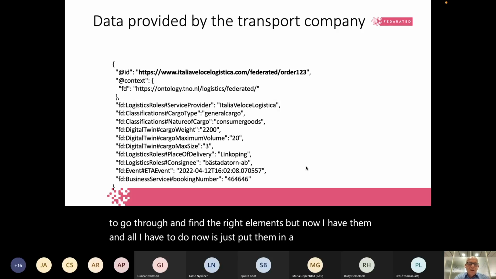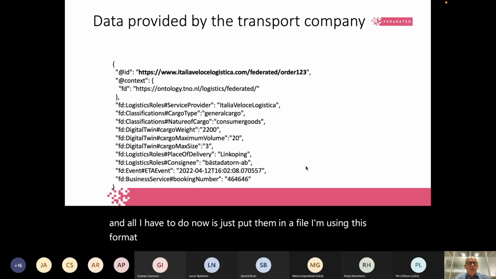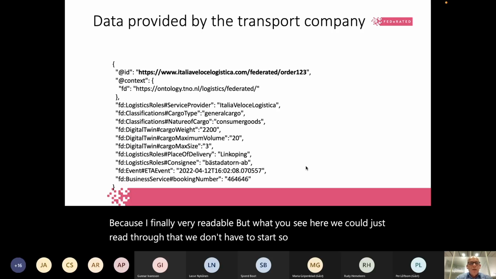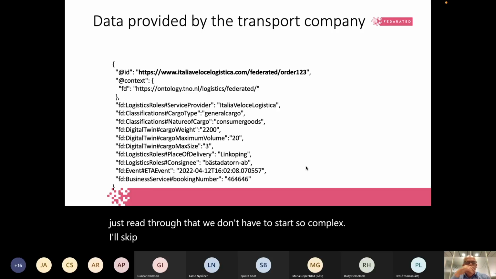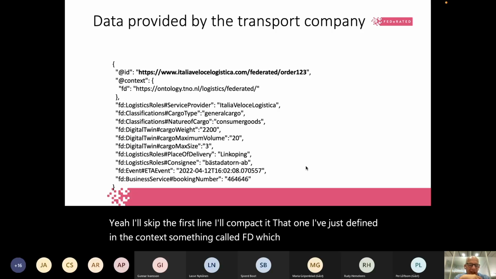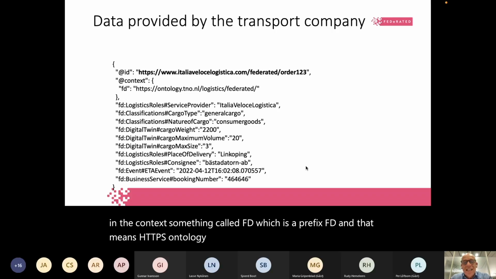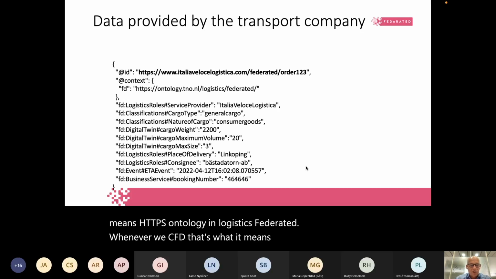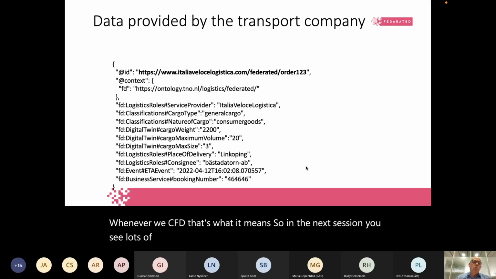Now I'm using this format I referred to during the meeting as JSON-LD because I find it very readable. But what you see here, we could just read through that. We don't have to, it's not so complex. I'll skip the first line, I'll come back to that one. I've just defined in the context something called FD, which is a prefix, and it means https ontology TNL.nl logistics federated. Okay? So whenever we see FD, that's what it means. So in the next section, you see lots of FDs, and it's just to keep the line short. It's a way of saving characters, I guess.